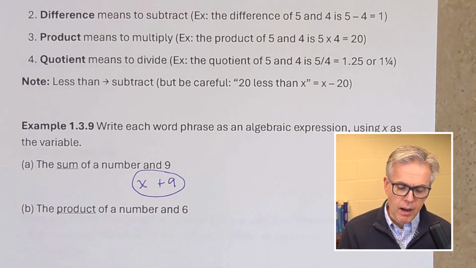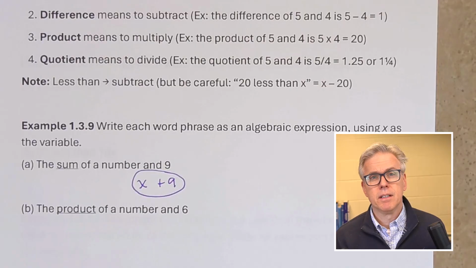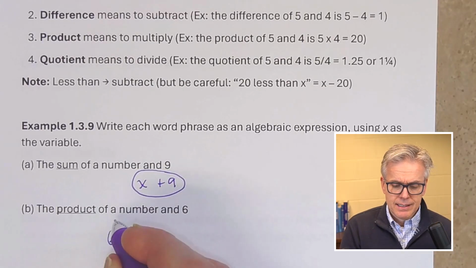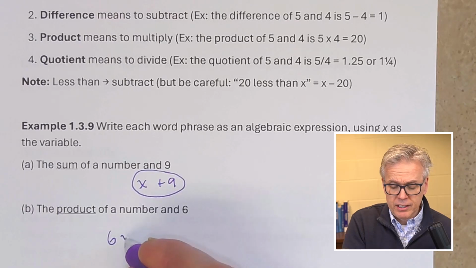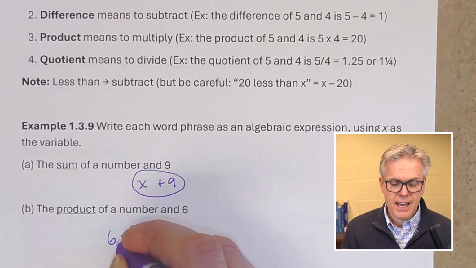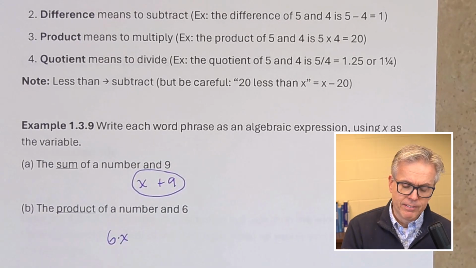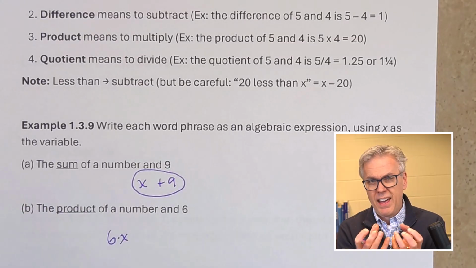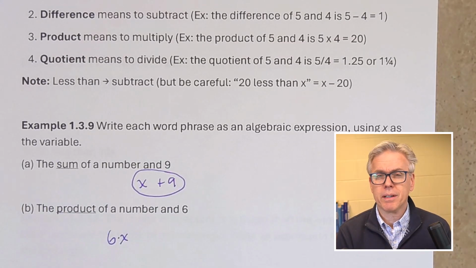How about this next one? The product of a number and 6. So the product of a number and 6 is going to be 6 times, the product of 6 and a number is 6x. If you want to, you can put a dot there for emphasis, but not needed. Remember, when the number is written beside the variable without a symbol, it's implied multiplication.